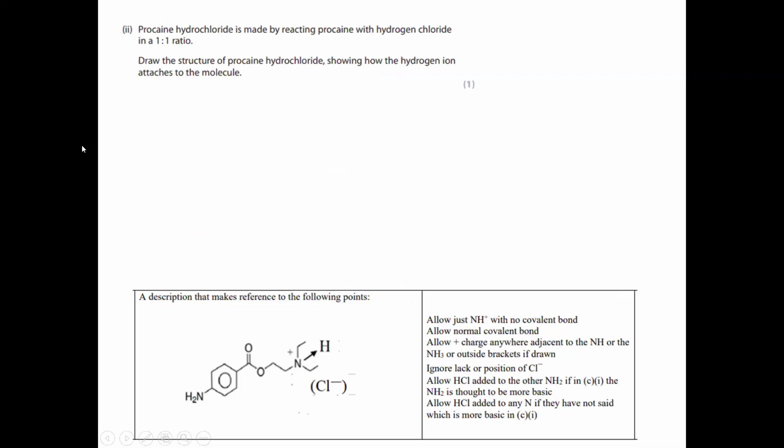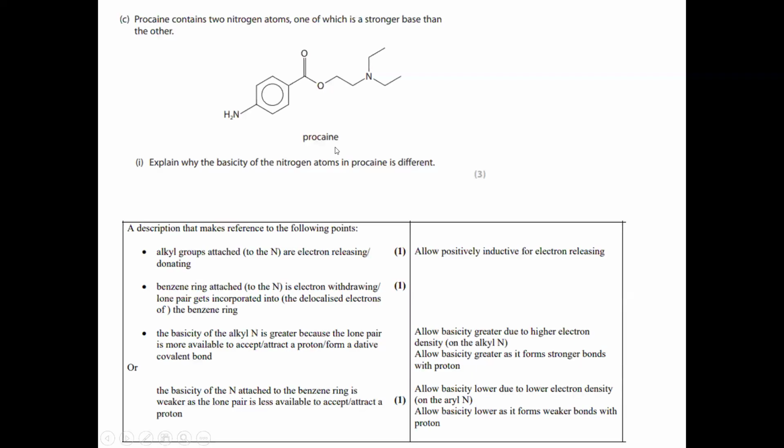Okay, next one, they are saying that procaine hydrochloride is made by reacting procaine with hydrogen chloride in a 1:1 ratio. So this is procaine. Now you put in hydrochloric acid in a 1:1 ratio. We just discussed that this nitrogen atom is less basic, but this one is more basic.